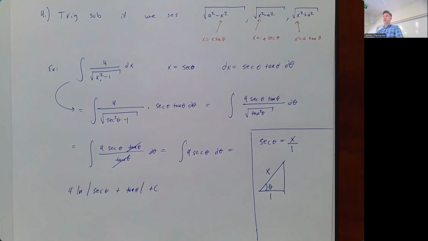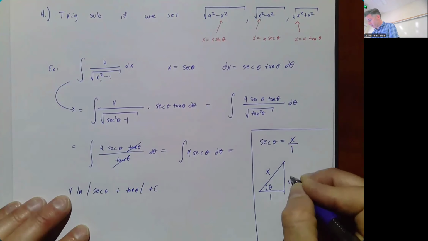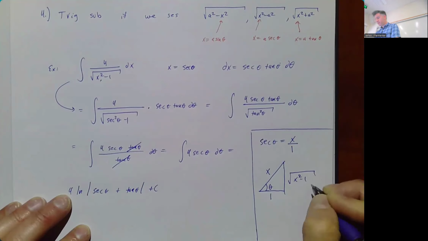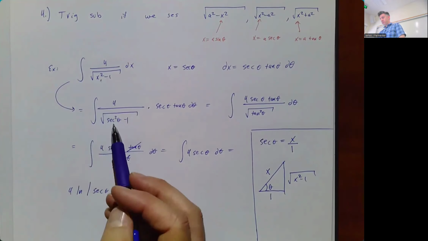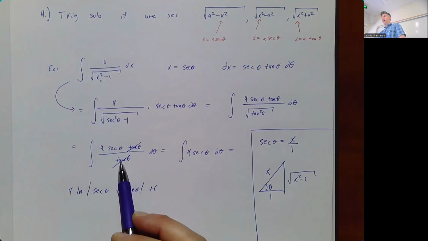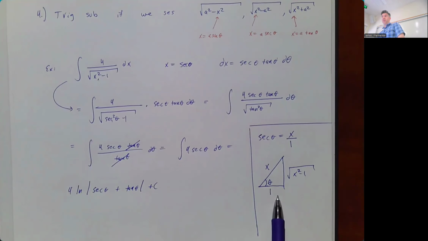And then the remaining side, we can use the Pythagorean theorem for, but it should always be the square root that made you do the thing in the first place. It has to be the square root of x squared minus 1. Also because the square root of x squared minus 1 is equal to tangent theta. And if you look here, tangent theta is opposite over adjacent, which is the square root of x squared minus 1. So it really is true.